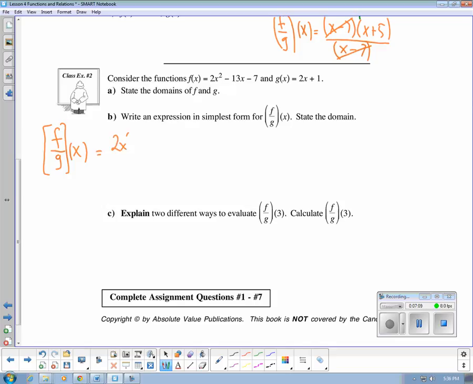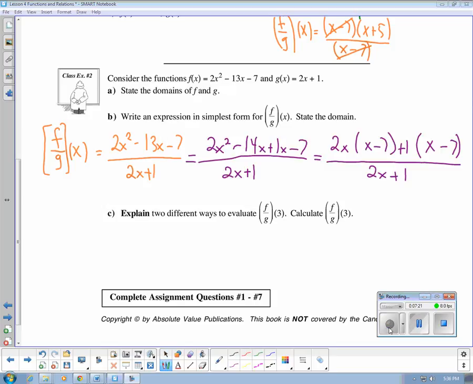2x squared minus 13x minus 7 over 2x plus 1. And then it looks like the top will factor. I'm going to pause the recording and factor. So I've got my factoring work almost done.